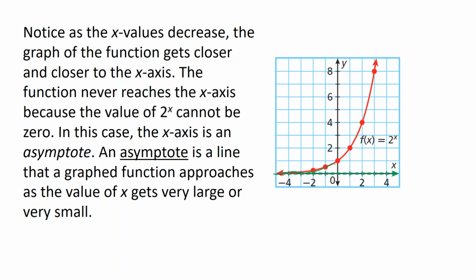In this case, the x-axis is an asymptote. An asymptote is a line that a graphed function approaches as the value gets very, very large or very small, but it never will touch that line.